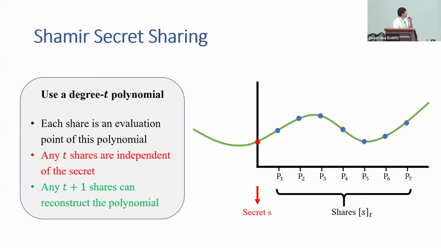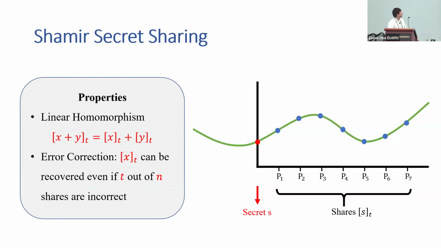So as I said, our protocol is based on Shamir sharing. So a sharing is just this degree T polynomial where each party gets 1 point in this polynomial. And the secret is stored at coordinate 0. What is nice about Shamir sharing is that it is linearly homomorphic. Parties can locally add the shares to compute a sharing of the sum of the secrets. We also have error correction.